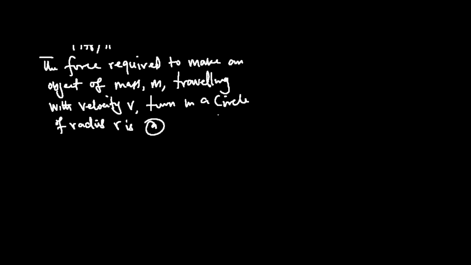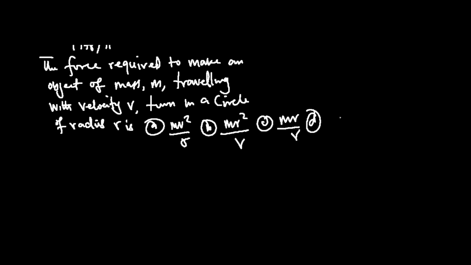A, mv square over r. B, mr square over v. C, mr over v. D, mv over r square, and E, mv over r. So which one will be the right answer? A. mv square over r. That's option A.